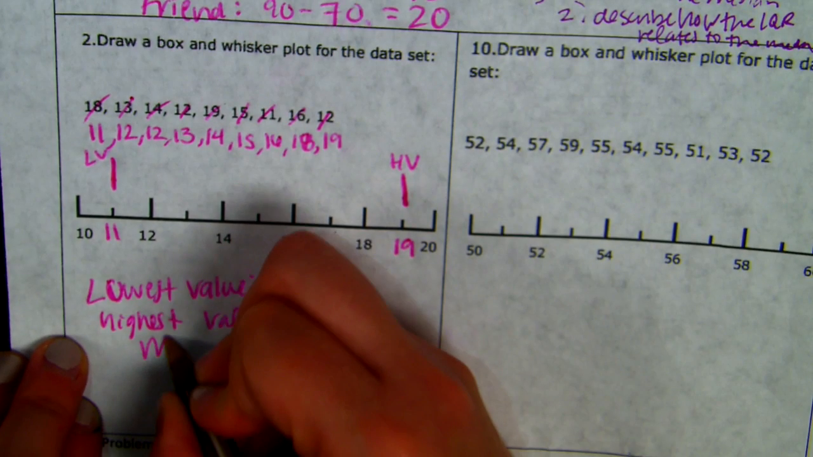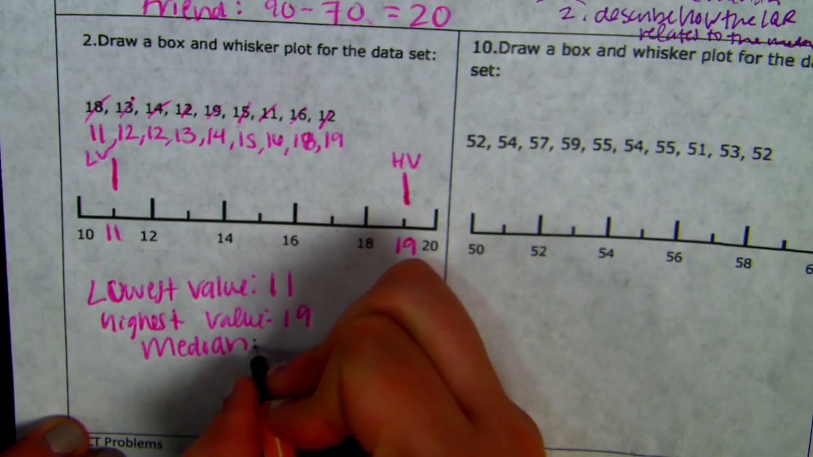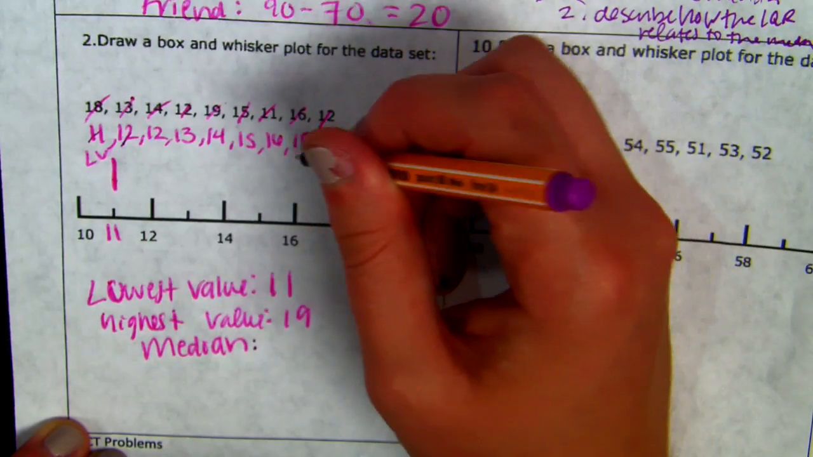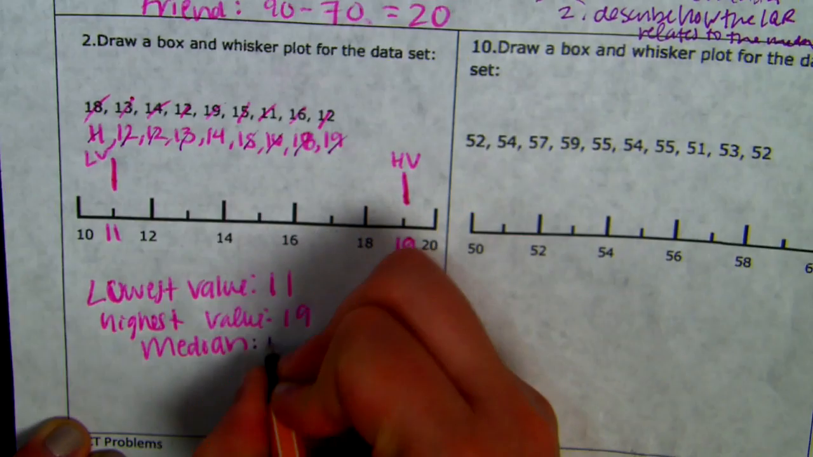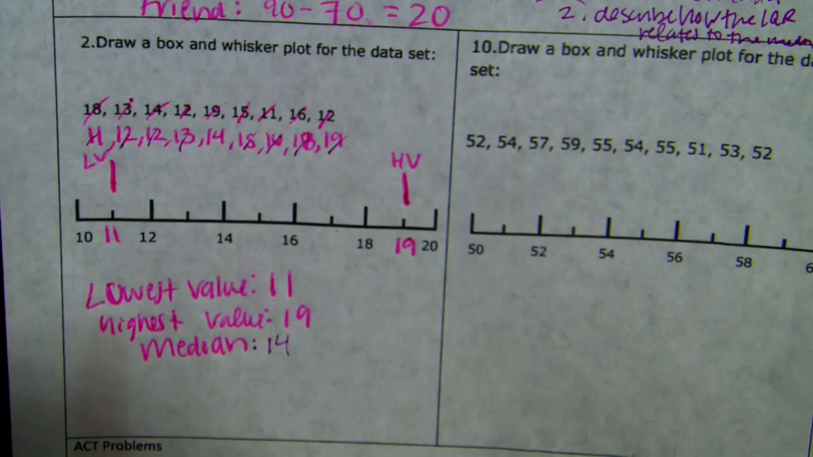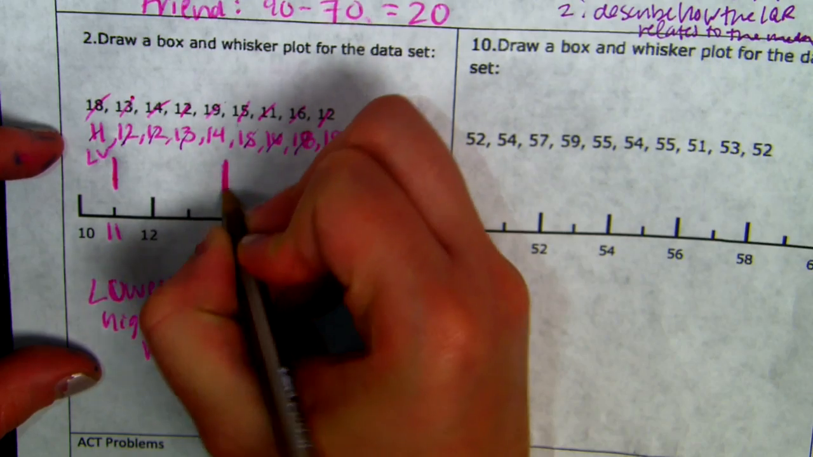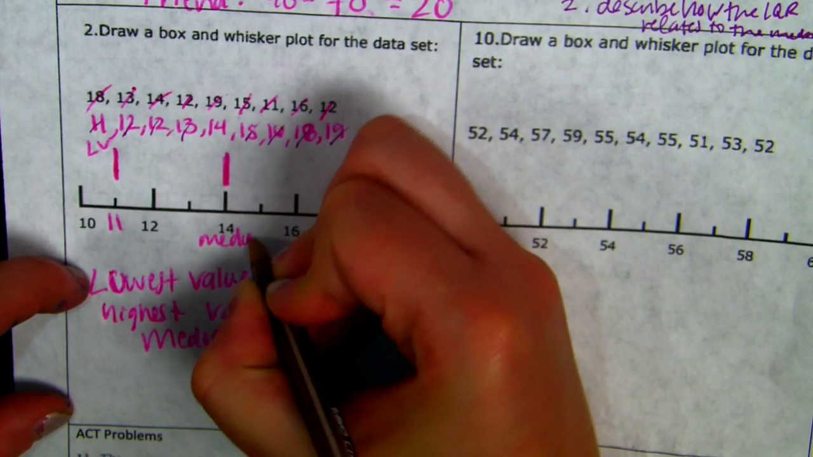Next, I think the easiest thing to see is the median. I'm going to cross it out in this color. Let's see what my median is going to be. So if I cross out here and here, highest and lowest, all the way in, I see that my median is going to be 14. So I'm going to draw another line at 14, and that is my median.